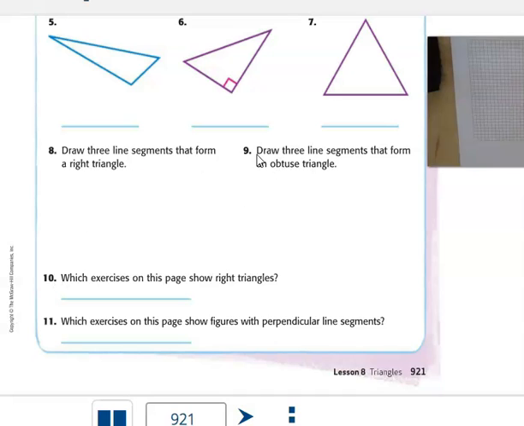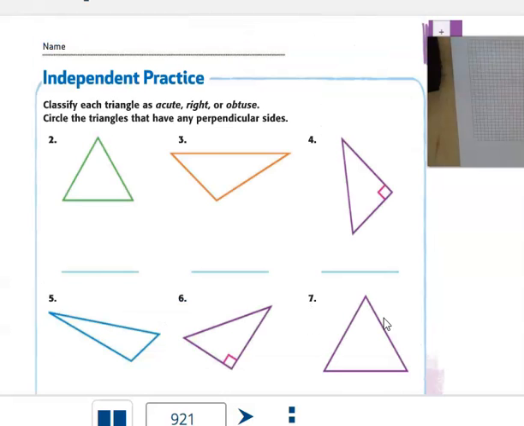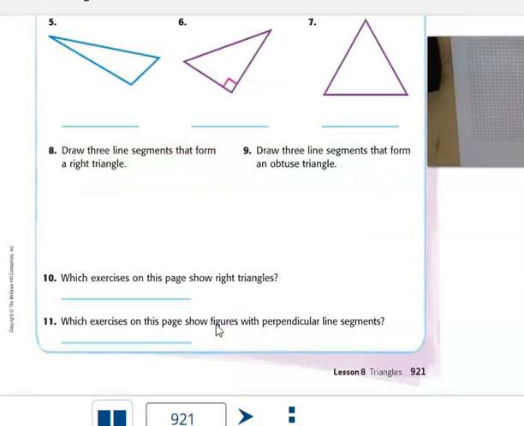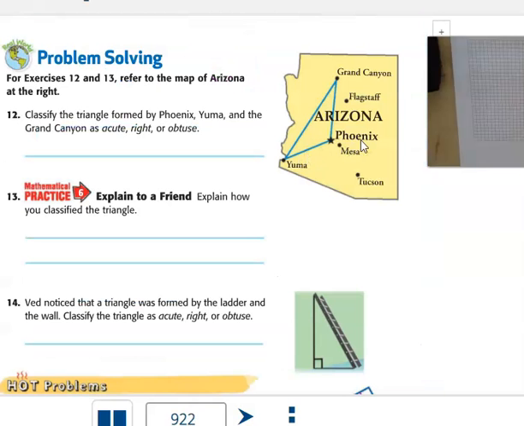Draw 3 line segments that form an obtuse triangle. So make one that's wider than that 90 degrees, a wide open angle to form an obtuse triangle. Show right triangles. Which exercises on this page show figures with perpendicular line segments? Hopefully you'll notice a pattern in number 10 and 11 as you continue. Okay, so on the problem solving, they've given you this little map of Arizona. Identify which 3 of the cities form a triangle that is obtuse, and then explain using your words how you knew the answer was correct.